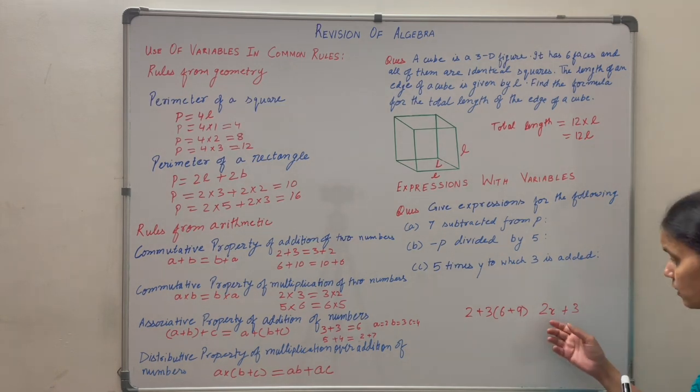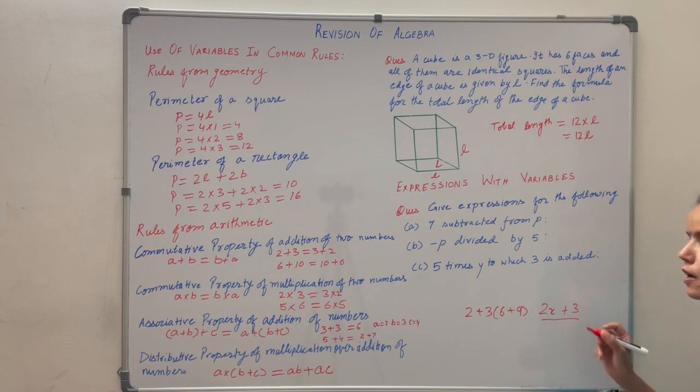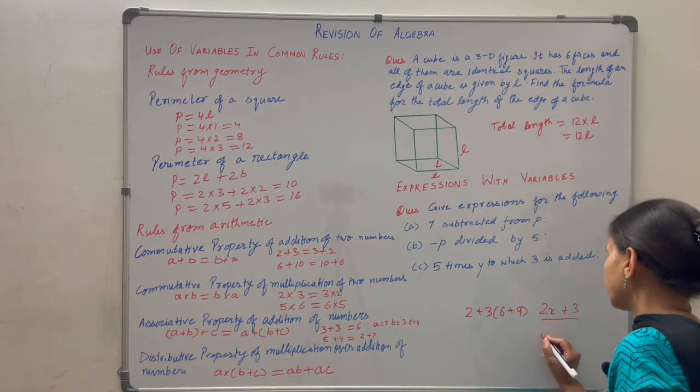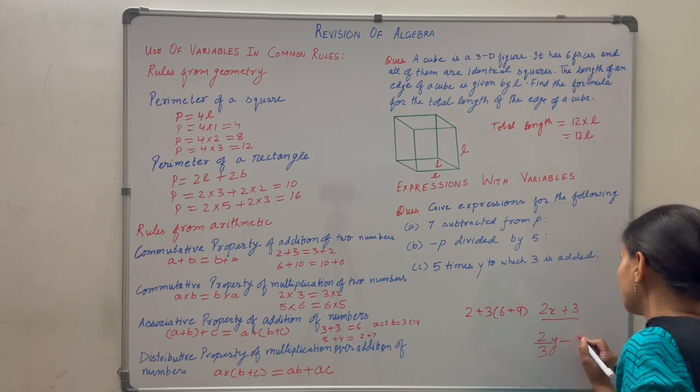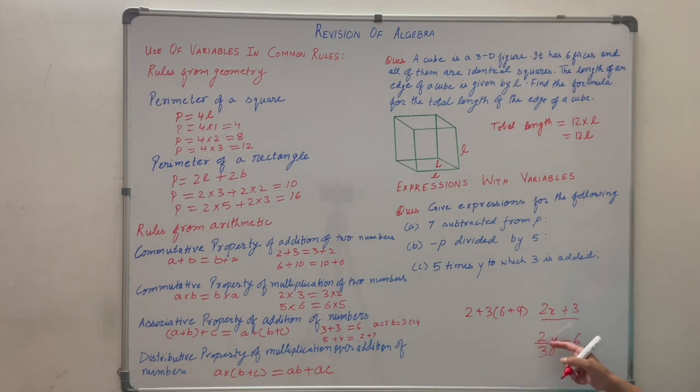So how are expressions formed? Expression is formed with the help of constants, variables and arithmetic operators. Here plus is an arithmetic operator, multiplication is an arithmetic operator. I can give you 2 divided by 3 into y minus 6. Here I have used division and subtraction as the arithmetic operators, and the variable is y. Constant here is 6. So this is also an expression with variable. Now let us take these questions.